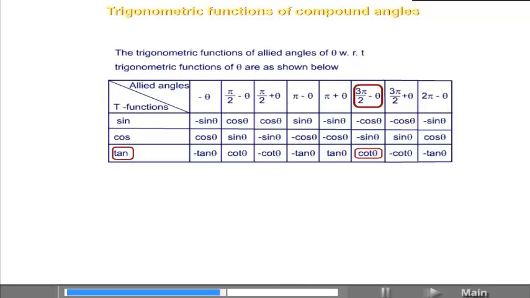Tan of 3 pi by 2 minus theta is cot theta. Tan of 3 pi by 2 plus theta is minus cot theta. Tan of 2 pi minus theta is minus tan theta.